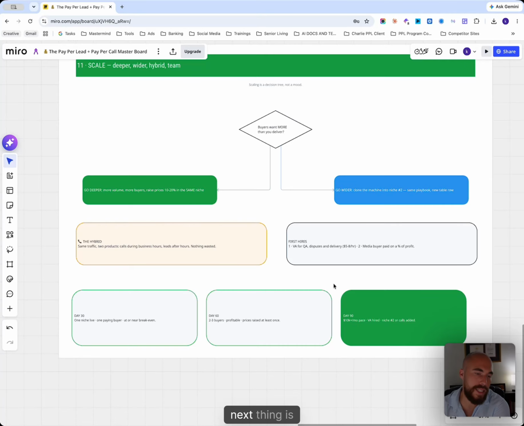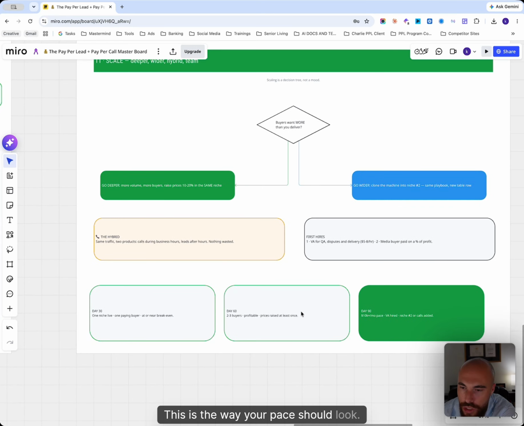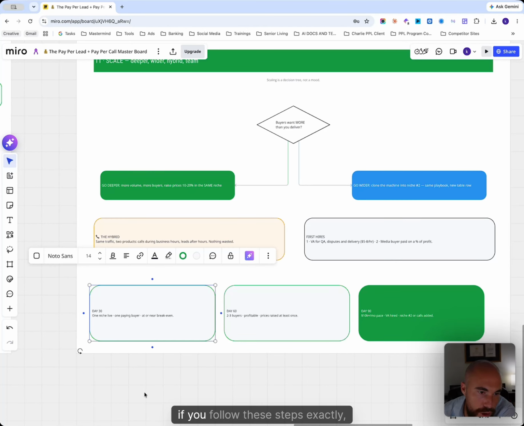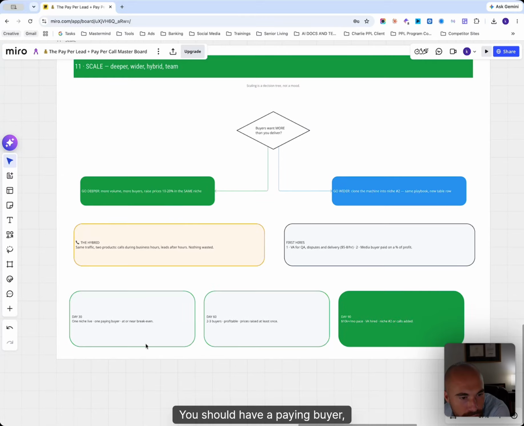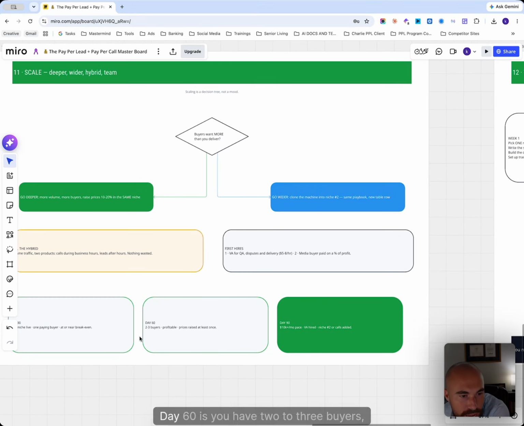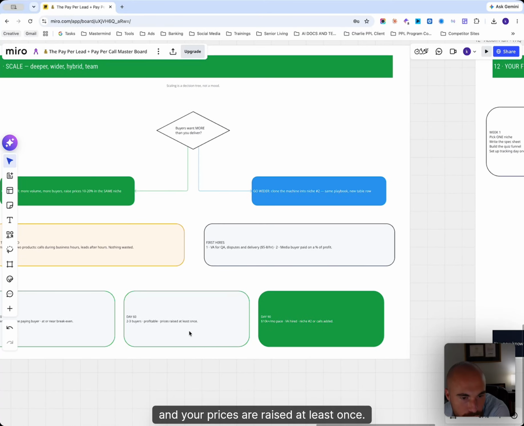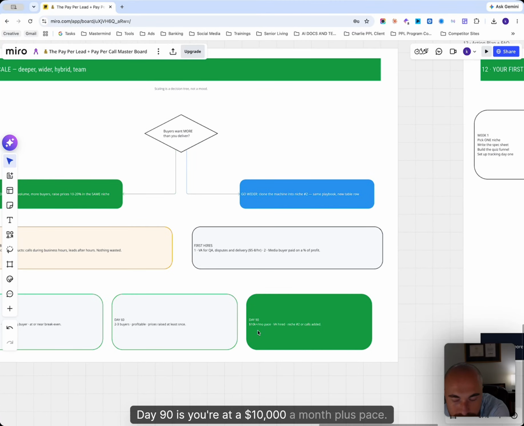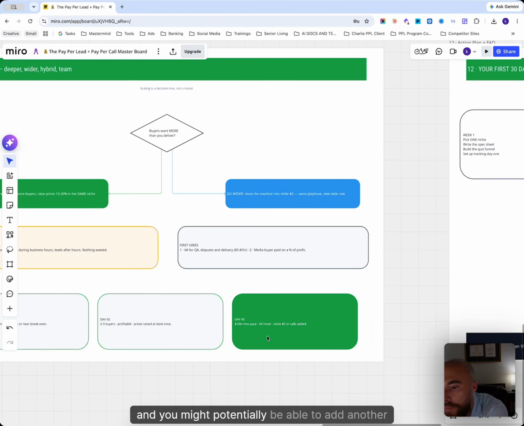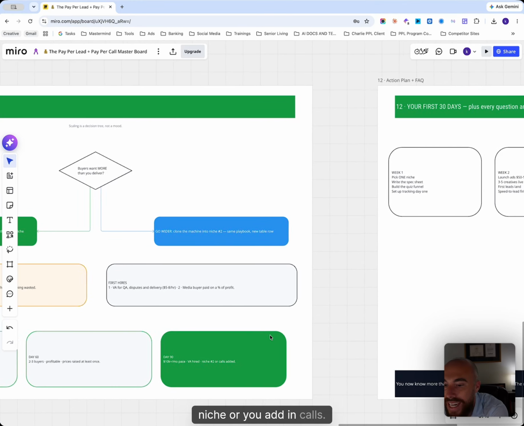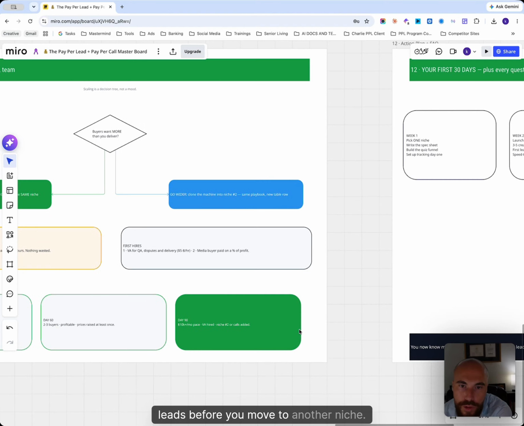So now, next thing is the first 90 days, and this is the way your pace should look. By day 30, if you follow these steps exactly, you should have at least a niche live, a paying buyer, and you should be at or near break even. Day 60 is you have 2 to 3 buyers, you're profitable, and your prices are raised at least once. Day 90 is you're at a $10,000 a month plus pace, you have a VA hired, and you might potentially be able to add another niche, or you add in calls. I would recommend adding in calls or adding in leads before you move to another niche.